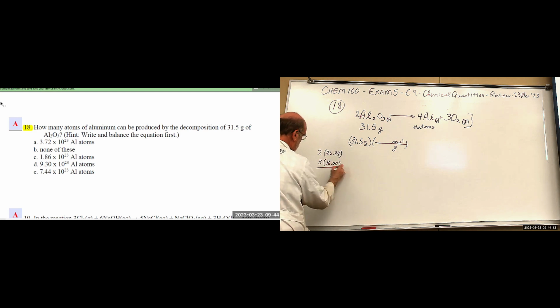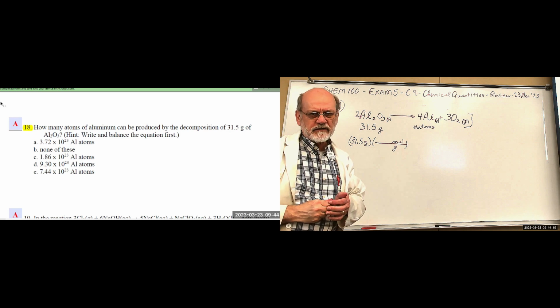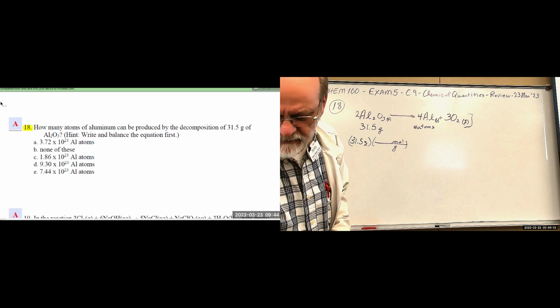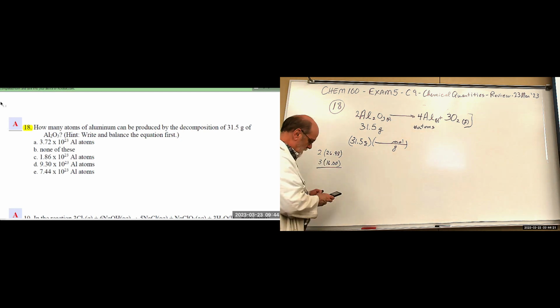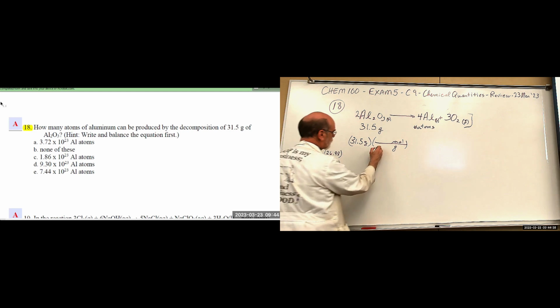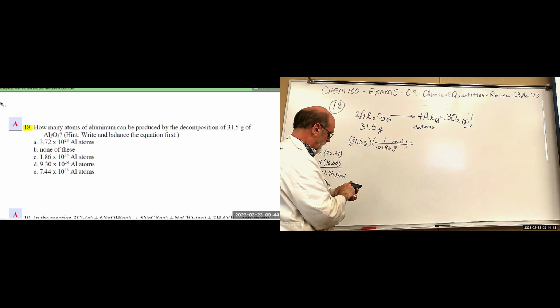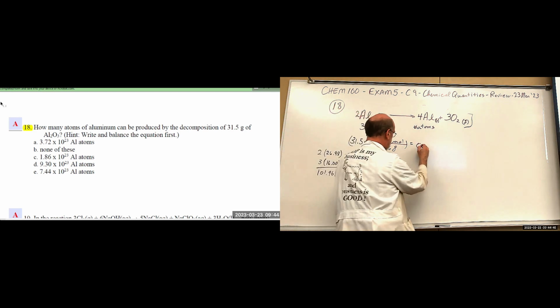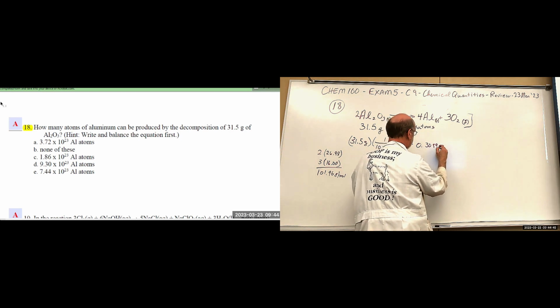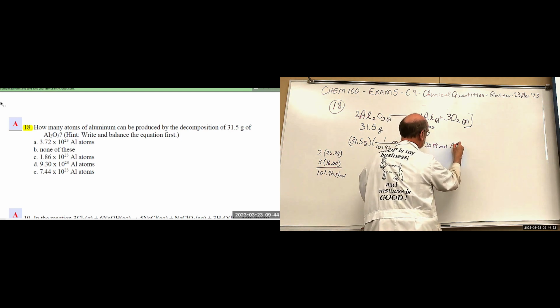There we go. So let's calculate that one. It's not given to us, I don't think. No, it's not given. So 26.98 times 2, and then 16 times 3 is 48. Add that together. 101.96. So we have 101.96 divided into 31.5 is 0.3089 moles of aluminum oxide.